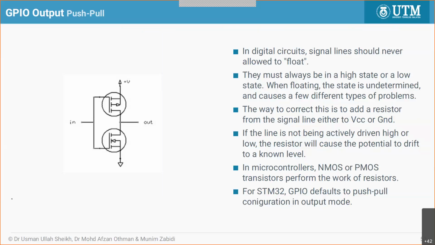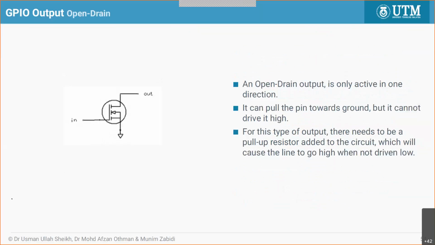So in a microcontroller, the work of the resistor is done by PMOS or NMOS transistors. And for the GPIO, there are two modes called push-pull and open collector. But the default is push-pull, because push-pull is the normal way gates are supposed to work. The output is either 0 or 1. And the other option is what's called open drain. Open drain, it's not open collector. Open collector is for TTL, but here it's called open drain because this is the drain, gate, and source. So the drain here is open.